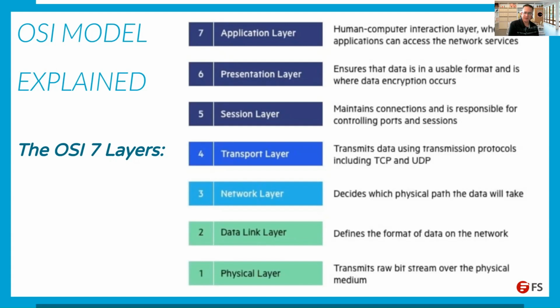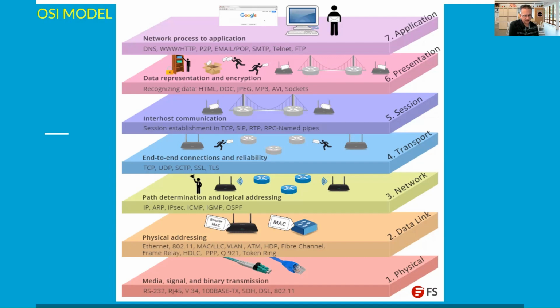And then 7 is the application layer. So that is the human-computer interaction layer where applications can access the network services. So this is the part that the user actually is going to see and touch. Another way of looking at this model is kind of like this sandwich, or if we were thinking about a building as multiple levels of a building.